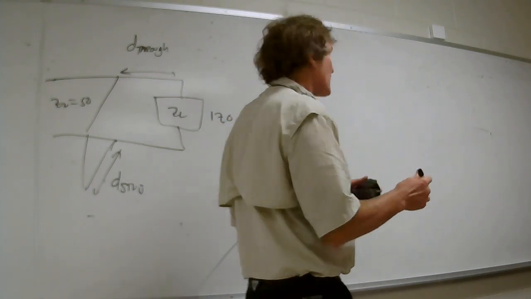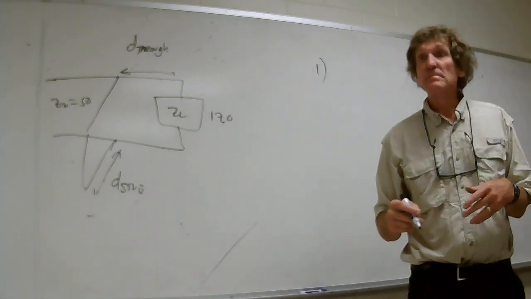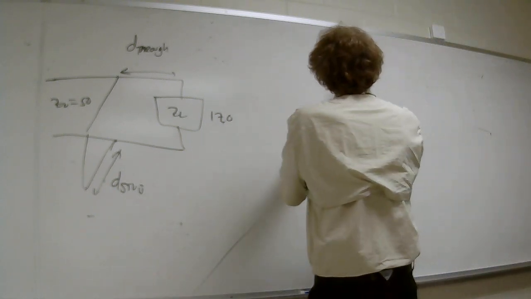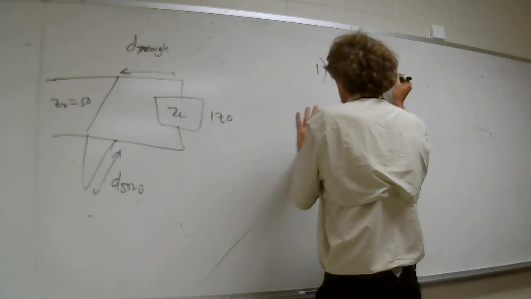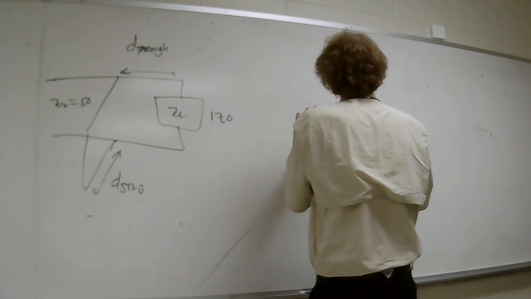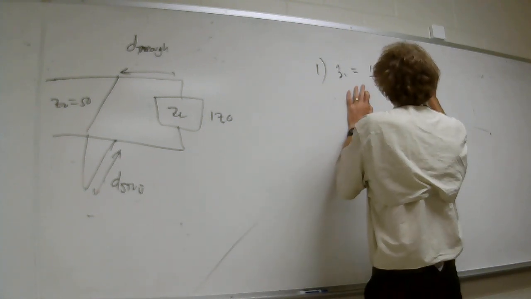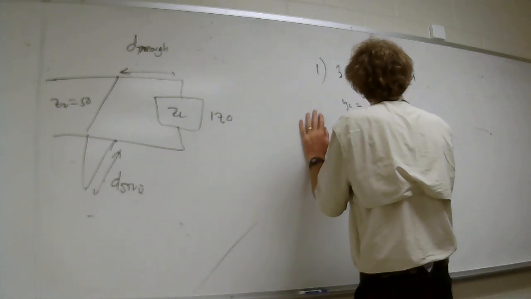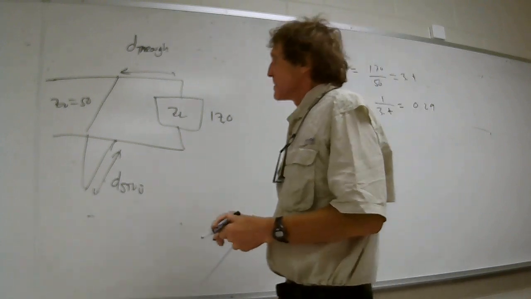All right, follow me. First step is always what? We're doing impedance matching with stubs. Normalize. What do you get for this ZL? It's 170 over 50. What is that? 3.4. And 1 over that, YL, is 0.29. Okay, so you need a Smith chart.